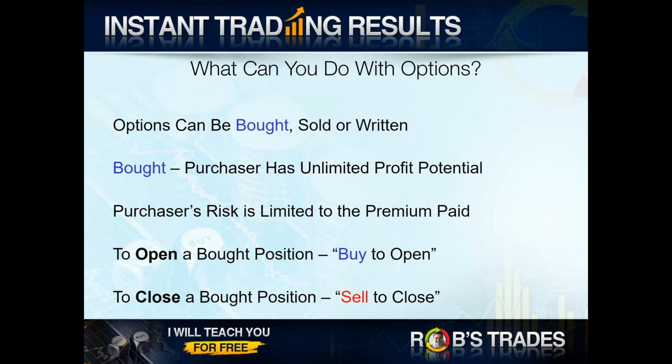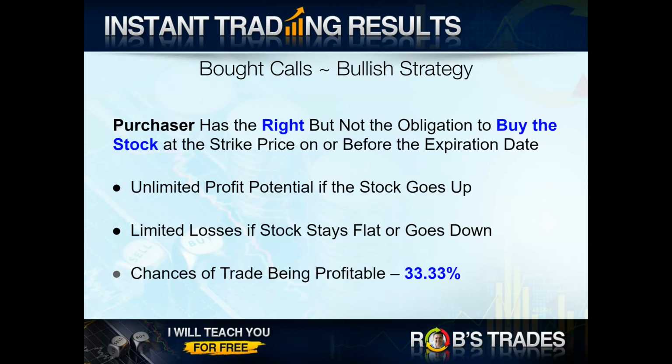What we can do with options is they can be bought, they can be sold, or written. Bought, the purchaser has unlimited profit potential. The purchaser's risk is limited to only the premium that they've paid. That's the only risk: whatever you pay for the premium is the maximum you can lose on that trade. Now, to open a bought position, you buy to open. And when you go to close that bought position, you sell to close.